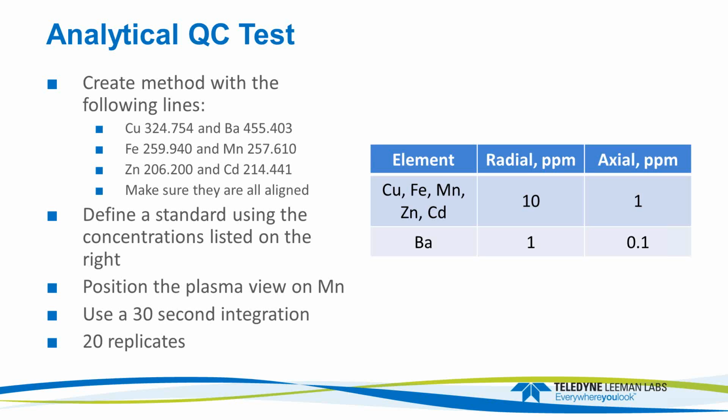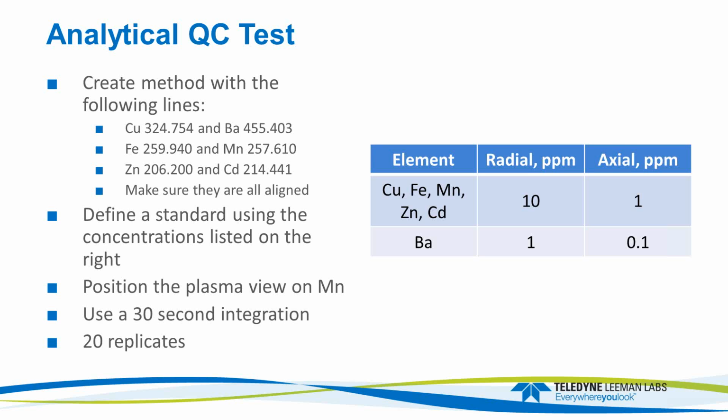The high standard and one standard that's 10 times. We'll use these two. That's 10 times lower. But for my purposes, I always just run one standard and use that, not worry about a blank. I'll position the plasma using manganese. That's normally what we recommend.